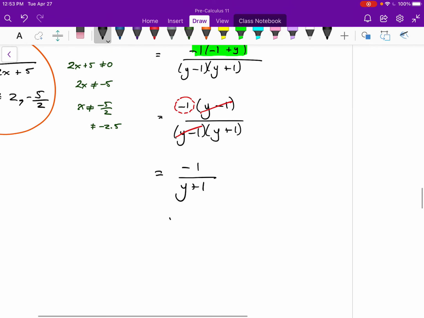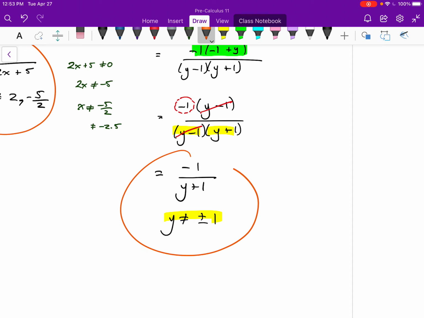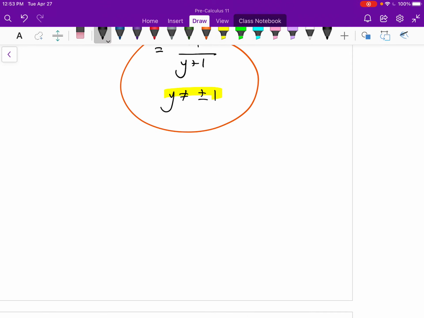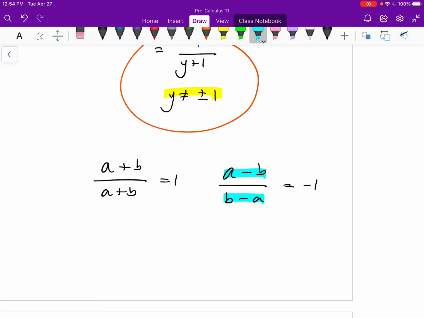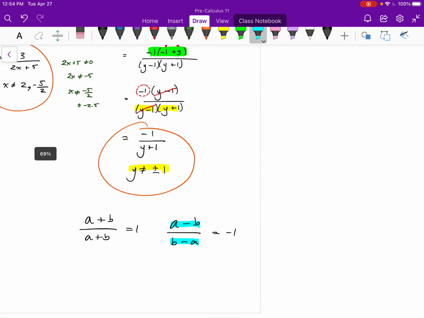With that said, my restrictions are y cannot equal plus or minus 1. And I can see that from looking at my factors right there. If y equals positive 1 or if y equals negative 1, I'm dividing by 0 at some point. But in general, anytime you have factors like a plus b over a plus b, that'll always equal 1. Anytime you have factors like a minus b over b minus a, that'll always equal negative 1. If you're subtracting two different factors, but in a different order, they will always just equal negative 1. And I kind of proved why algebraically up here.